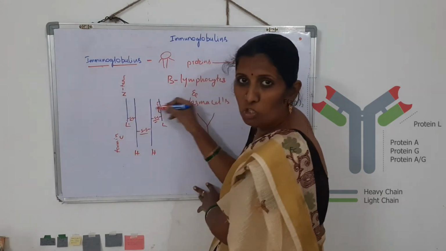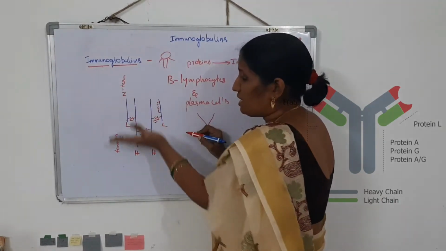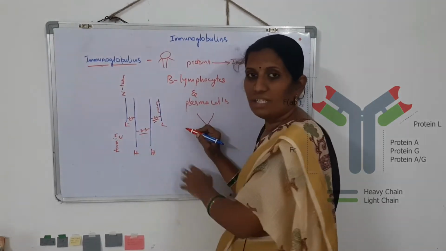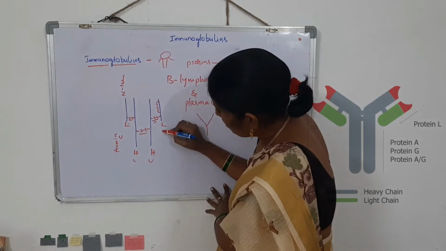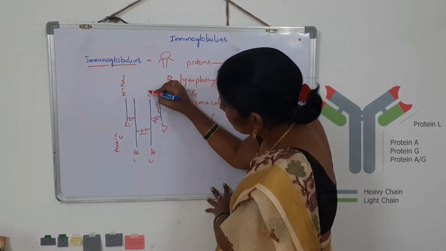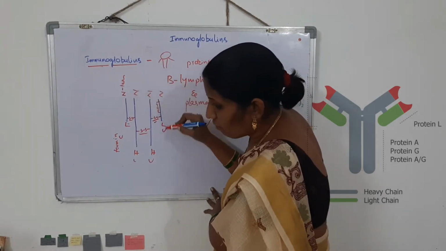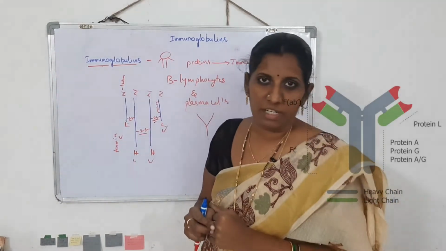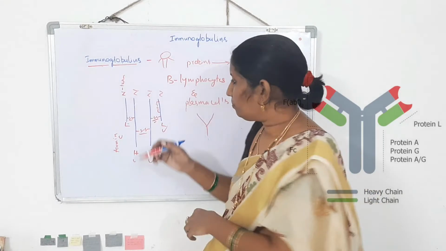For all the four chains, the upper one is the N terminal and the lower one is the C terminal. This is the C terminal, this is the C terminal, this is the N terminal, and this is the N terminal. Okay?